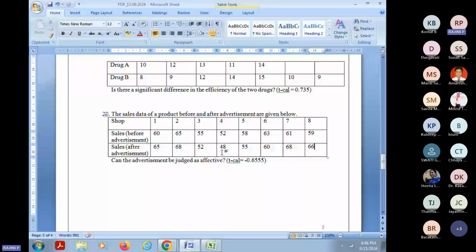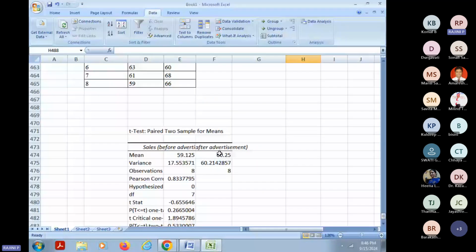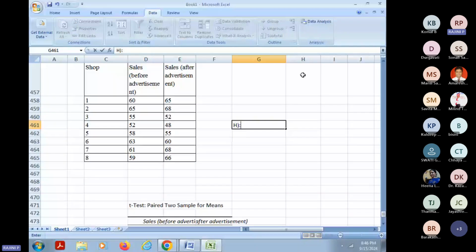Okay, I'm sorry. Let me write the hypothesis for this. H naught means what, everyone? H naught means there is no difference. There is no difference in the sales before and after the advertisement. Then what is the statement I can pass here? The advertisement is not effective. Did you understand?